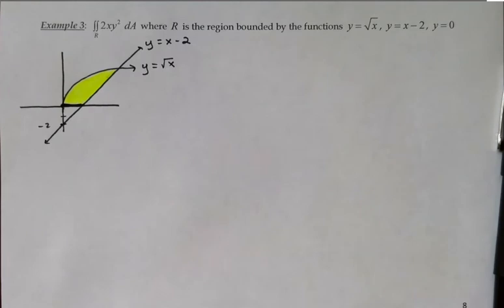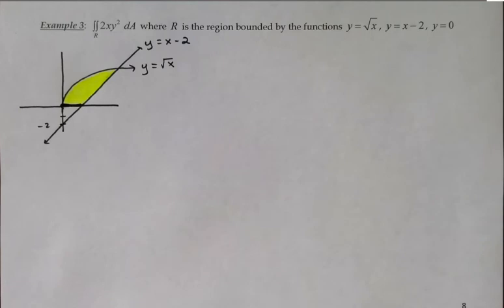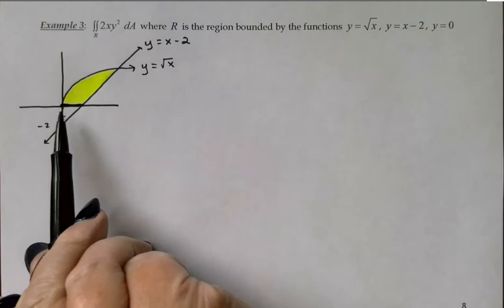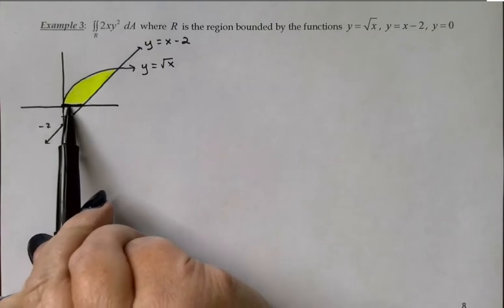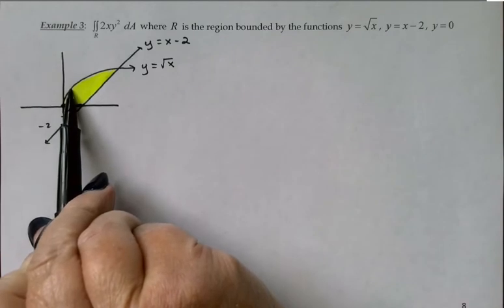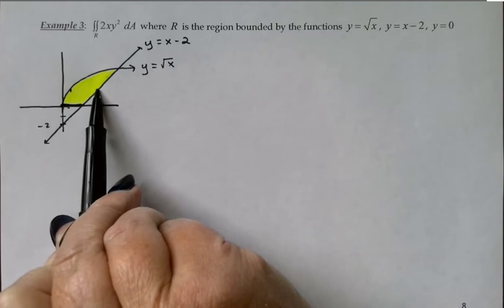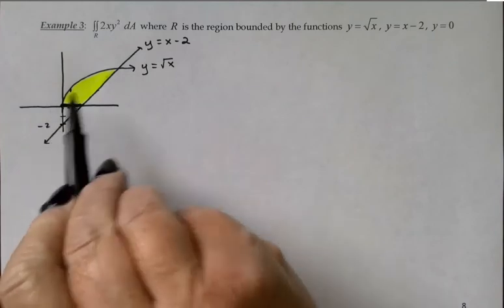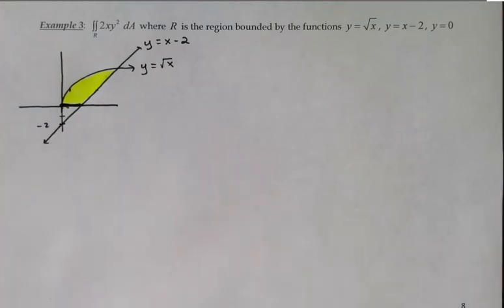Now notice this time, if I tried to draw vertical rectangles, it would probably be a mistake, or at least it would take me more work to do something that I don't need to work quite so hard for. The reason vertical rectangles are not a great choice is over here, my rectangle would start on the axis and end on the curve y equals the square root of x. But over here, the rectangle would start on my line, y equals x minus 2, and end on the curve. That would mean that to actually set this up with vertical rectangles, I'd have to set up 2 double integrals, and I'd rather avoid that.